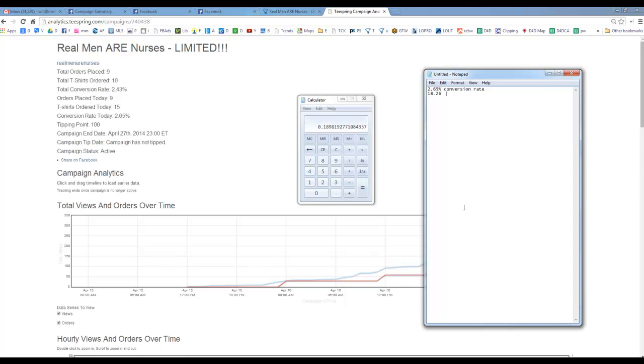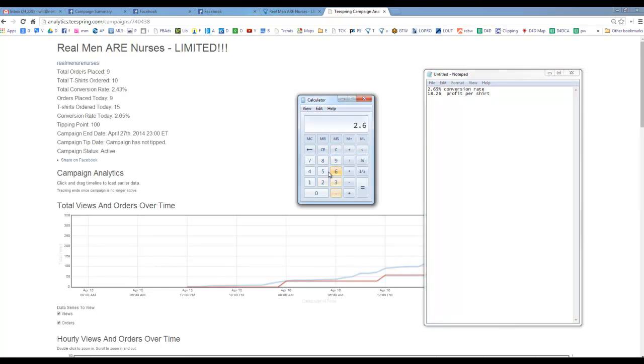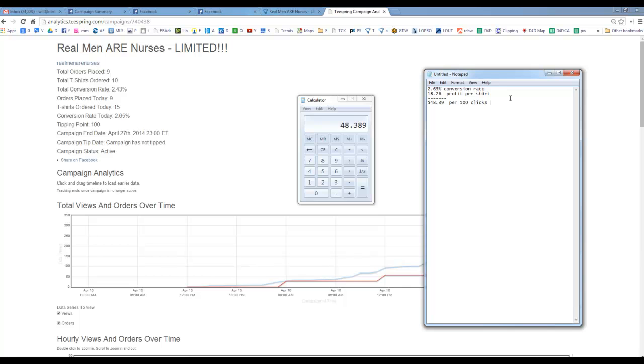$18.26, I believe, was profit per shirt. And so if we multiply those two, so if we go 2.65 and multiply that by our average profit, 18.26, that gives us a total of $48.39 per 100 clicks to website. Do you get that?